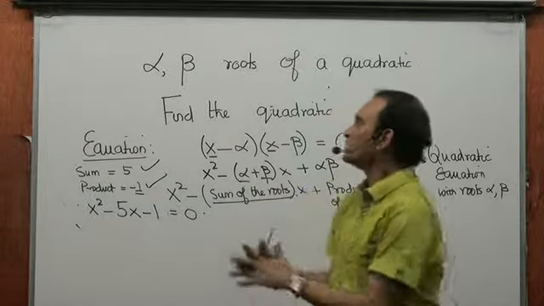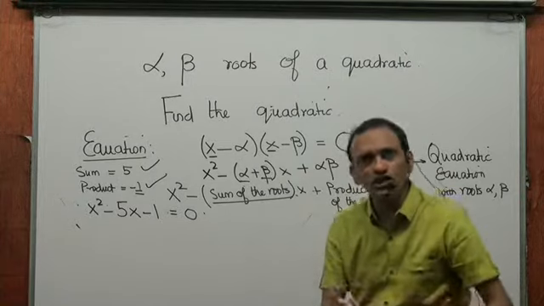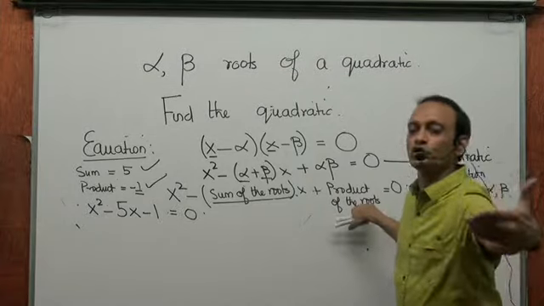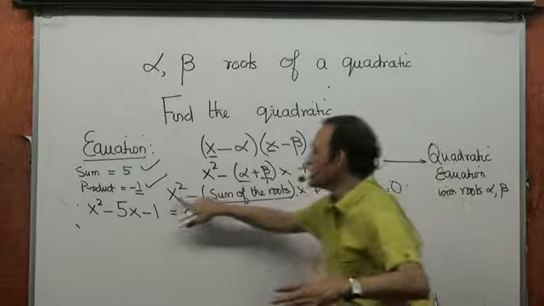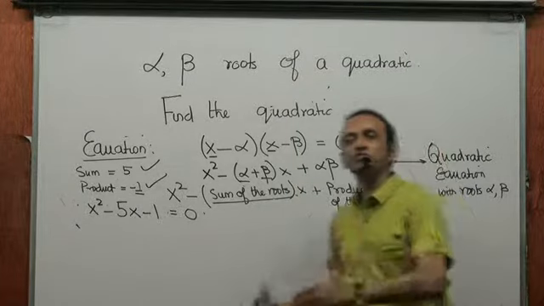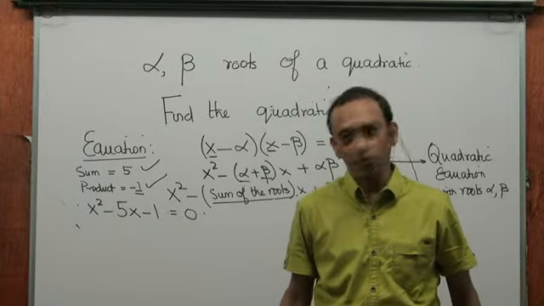This then brings you to a point where, given the sum of the roots and the product of the roots, you can find the quadratic. What is the quadratic? The quadratic is x square minus sum of the roots into x plus product of the roots equal to 0. That's the quadratic given the sum of the roots and product of the roots.